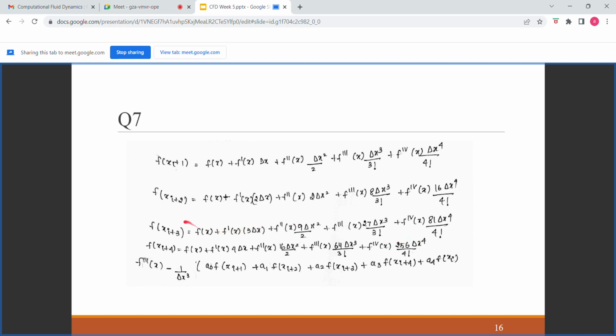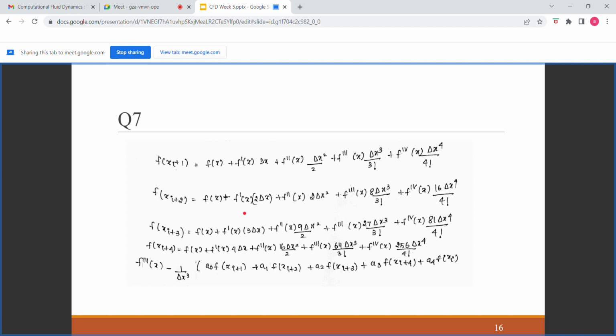And f of x i plus 4, that is f of x plus 4 delta x, we are writing it as f of x plus f dash of x into 4 delta x plus f double dash of x into 4 delta x square by 2, that is 4 square into delta x square by 2, plus f triple dash of x into 4 delta x power 3 by 3 factorial plus f fourth dash of x into 4 delta x power 4 by 4 factorial.